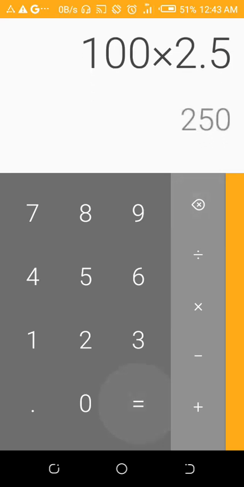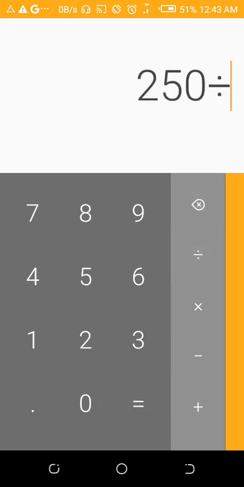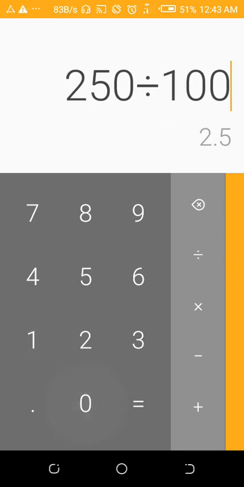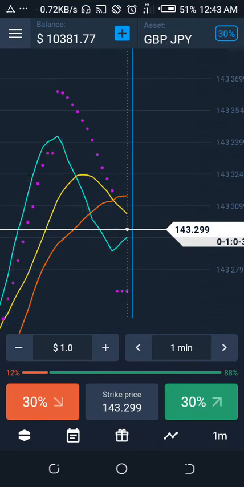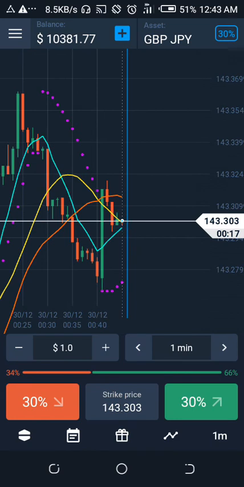So the money management is important. That's what I'm trying to say. That's 2.5. So you have to be very careful. You have to use between 2.5 to 3% of your whole capital in trading. It is very important in trading.